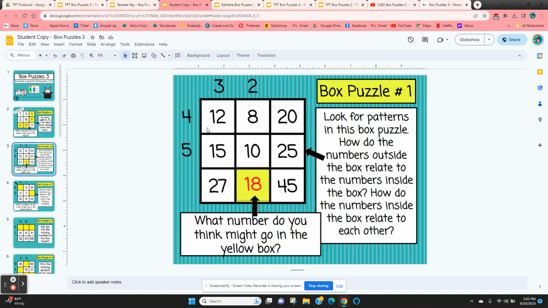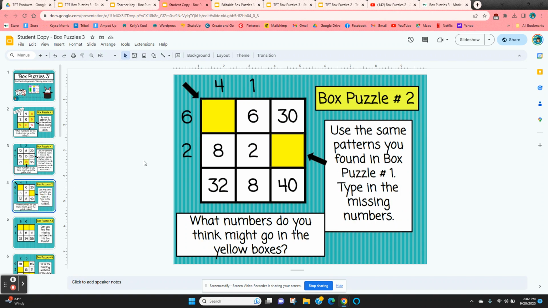Now you want them to look at these numbers outside the box and see if they can make sense out of them. Why would they be here and how do they make sense? Well, if they look at it a little bit, they will see that 4 times 3 is 12. So they multiply the numbers outside the box. 4 times 2 is 8. 5 times 3 and 5 times 2. Okay, so it just adds a little element to the box puzzles that they haven't seen before.